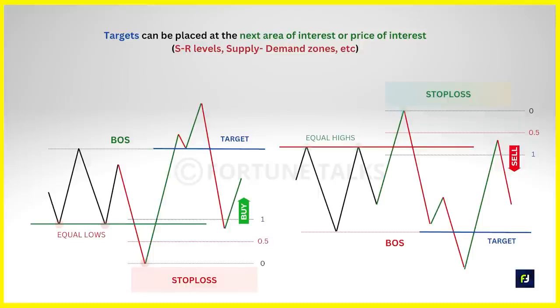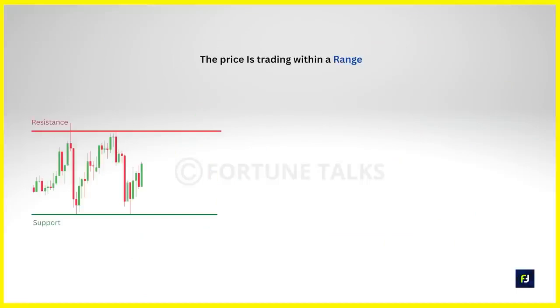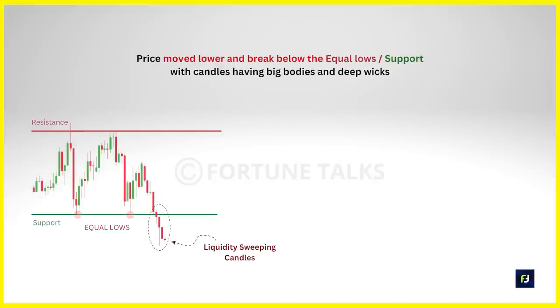Now let's take an example to understand the concepts even better. In this case, the price is trading within a range. In such cases, both the up closed and down closed institutional candles are usually respected by price. Now as you can see, price formed equal lows which I have marked here, and then it consolidated for a while. Then the price moved lower and it broke below the equal lows with candles having deep wicks to sweep the liquidity below this level.